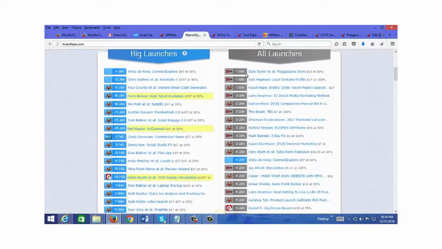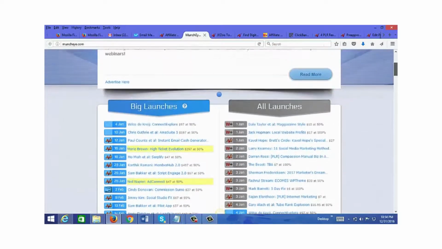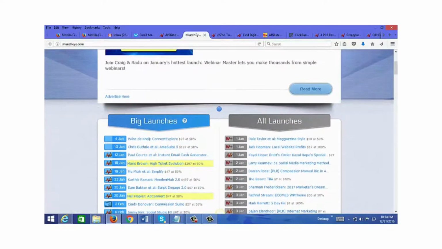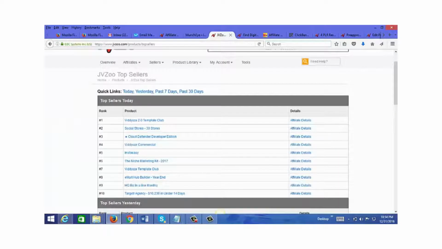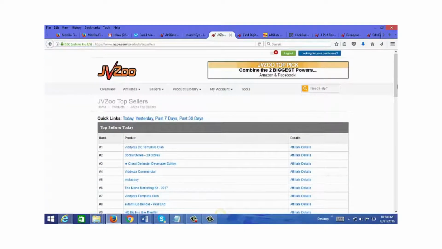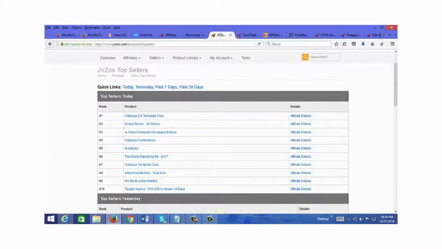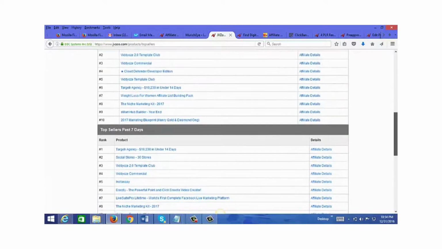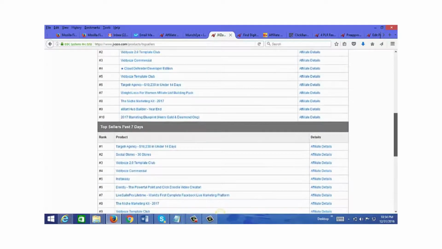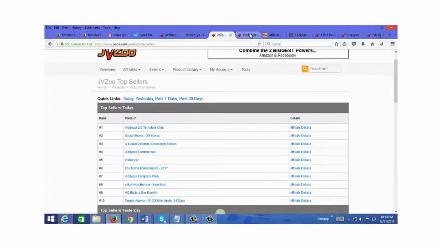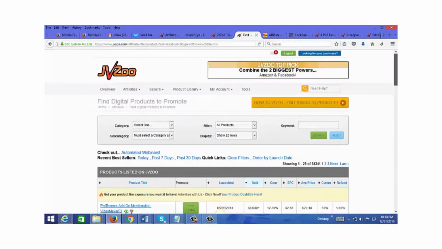So today being January the 1st, or actually it's December 31st right now, but tomorrow is January the 1st, and you can see the launches tomorrow, and then January 2, 3, and so on. Okay, so you can basically pick and choose the products you want to promote here. I also go to JVZoo, and again, this is mainly for internet marketing related products. You could see the top sellers of the day, the top sellers yesterday, and the past 7 days, and the past 30 days. Okay, and also on JVZoo, what I do is I do a search for products too.